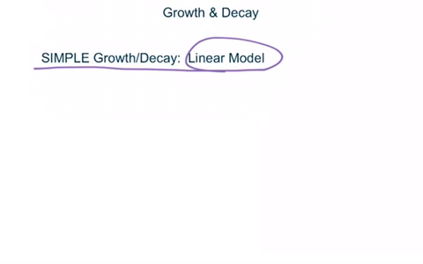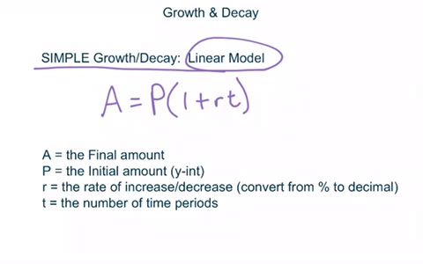This is a linear model, and this equation looks like A equals P times 1 plus R times T, and we're going to define all of the parts. So this is very straightforward. A is the final amount, or what you're looking for. Now sometimes in a word problem it's going to give you that amount and have you work backwards, but that's the final or the total.